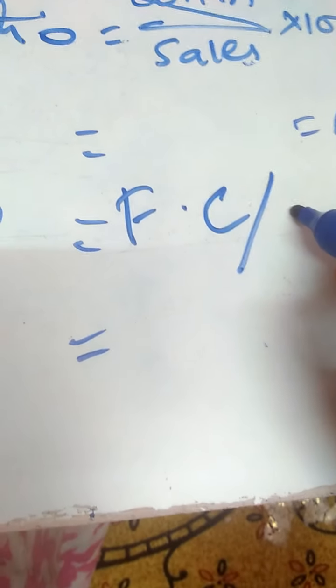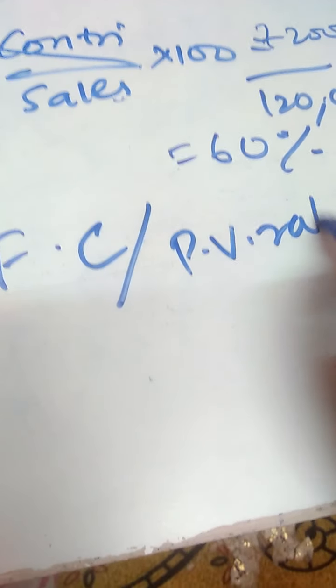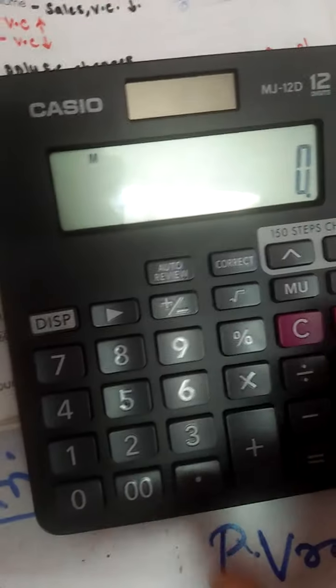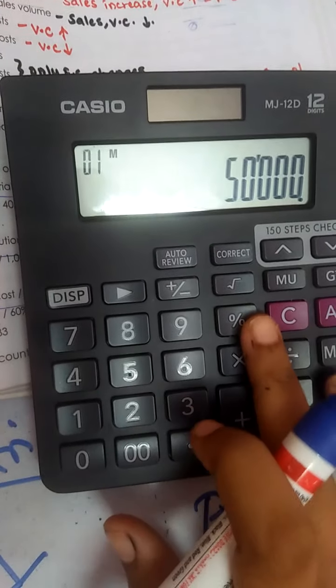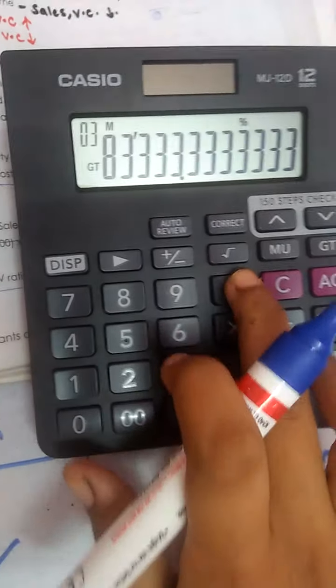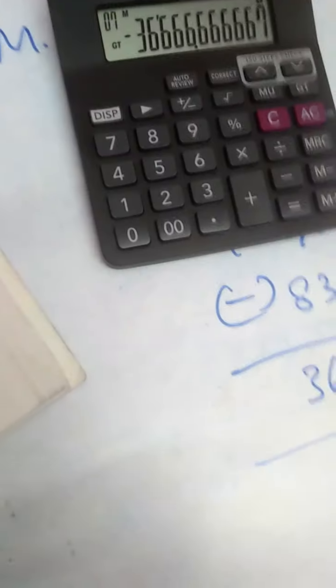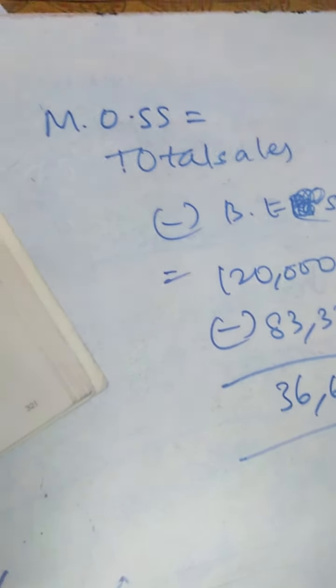And now break-even sales. For break-even sales we need the fixed cost by profit volume ratio, which means 50,000 by 60%. I'm going to calculate. It is again 83,333. Correct.